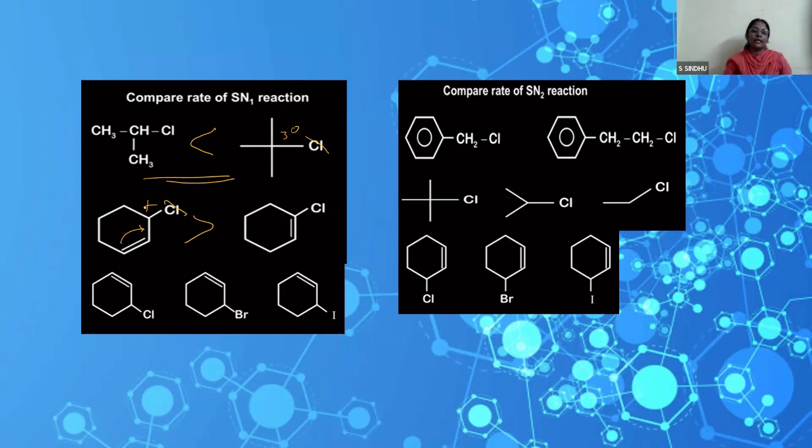And in the third case, it is only a comparison of the leaving group. Be it SN1 or SN2, it's only the leaving group. So this will leave faster and form a carbocation. So this will be the order.